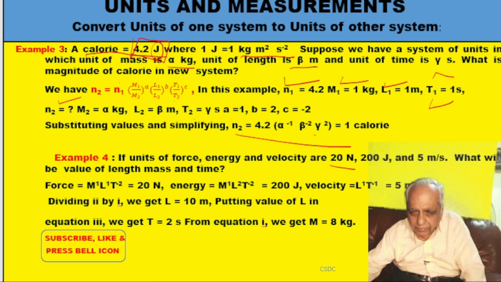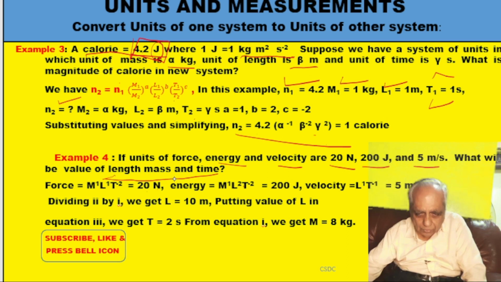Now in this case when 3 are given, I know force is equal to, write the dimension of force, that is 20 Newton. Energy, write its dimensions, it is 200. Velocity, write its dimensions, it is 5. Now I have got 3 equations with 3 unknowns. Solve, you will get the value of m, l and t. So how have I done it? I have divided the second equation, because the second equation is M1 L square T raised to minus 2 upon M1 L1 T raised to minus 2.